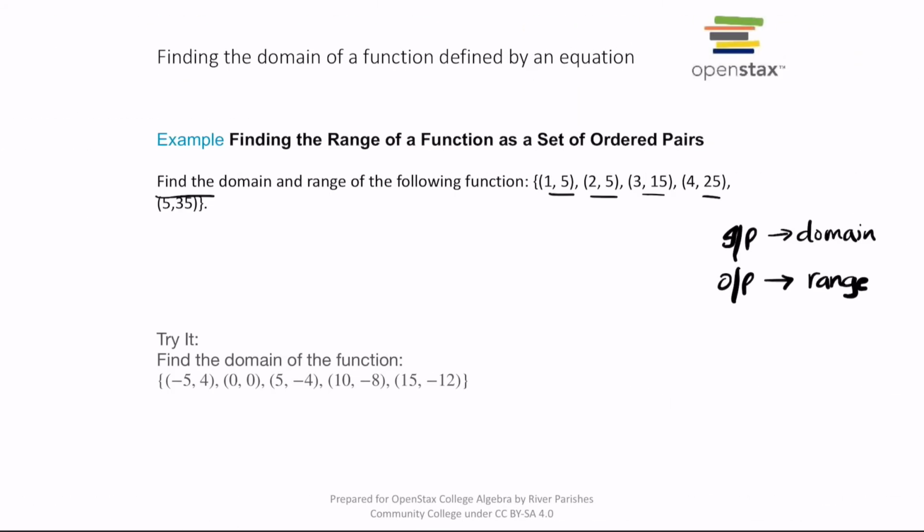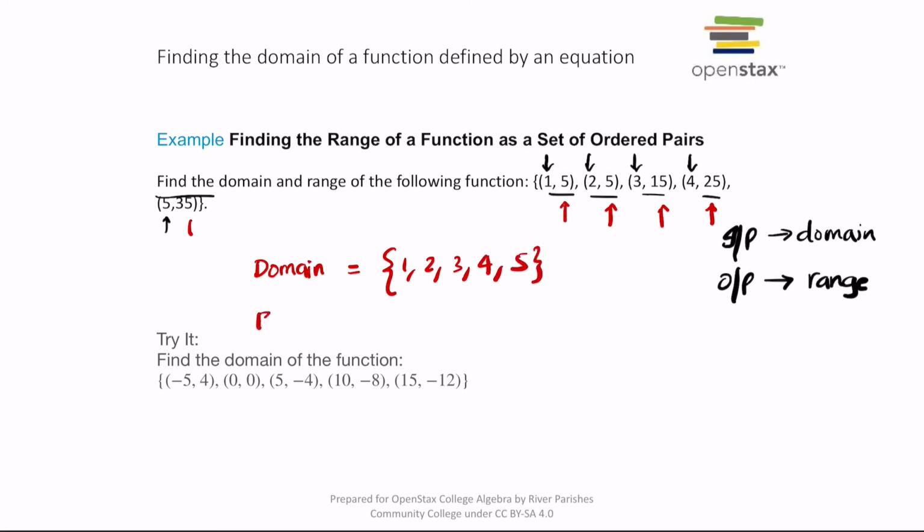Here, all the first values, the ones I'm pointing to in black, are the domain, and all the ones I'm pointing to in red are the range. So how would you write it? We could write the domain as the set of 1, 2, 3, 4, 5, and the range as the set of 5, 15, 25, 35. So this is the domain and range of this given set.